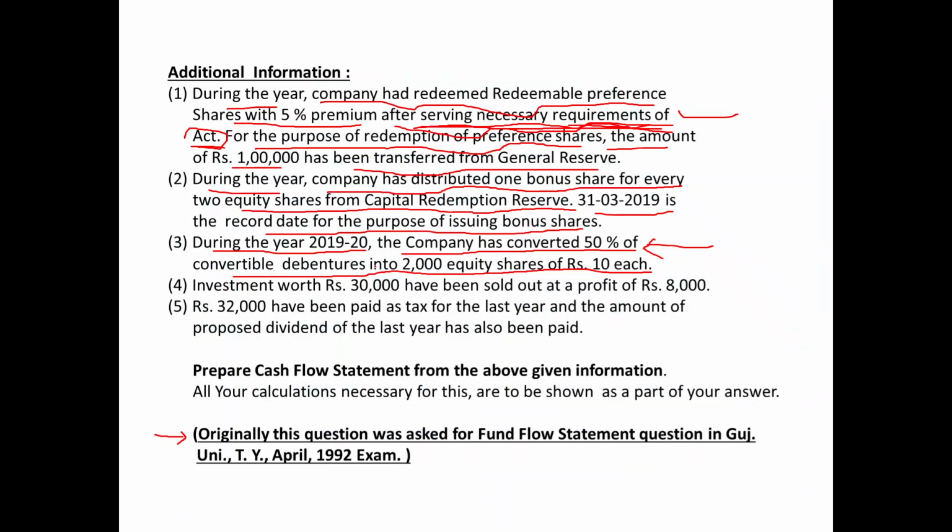2000 equity shares of rupees 10 each. 1 lakh worth of debentures have been converted and in lieu of the conversion, the company gave 2000 equity shares of rupees 10 each. तो इनकी तो वैल्यू बनेगी 20,000 जो इक्विटी शेयर्स दिए हैं. What does it mean? Something is hidden.